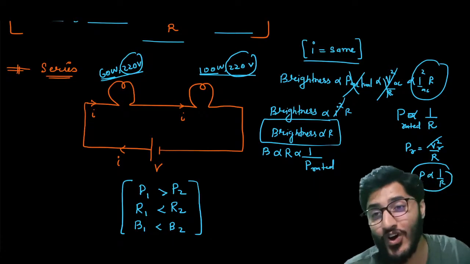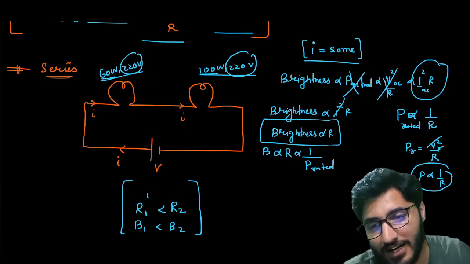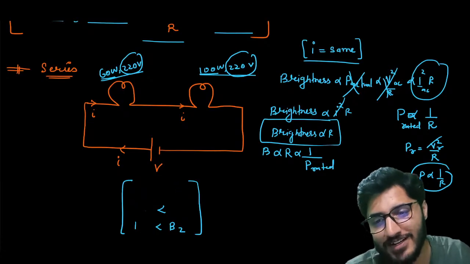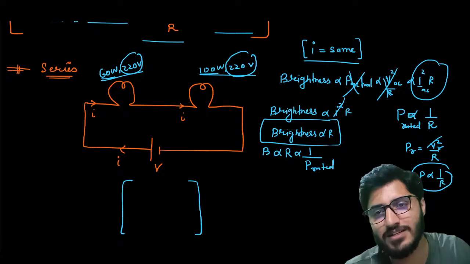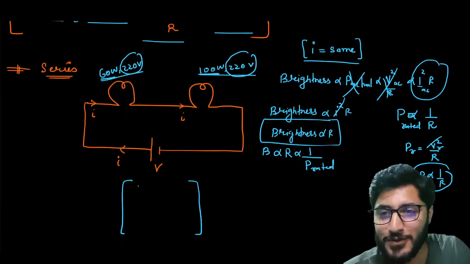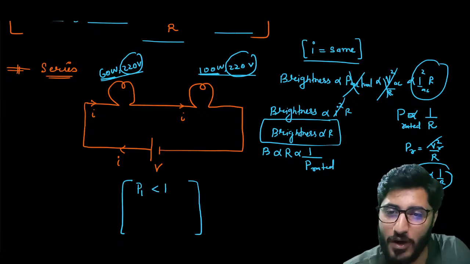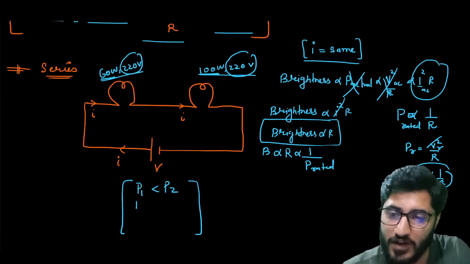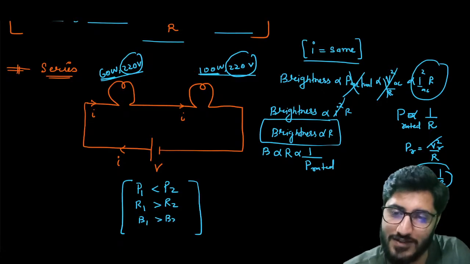No, it is not correct. Why, sir? Because I will tell you. Look, you can see now, the power of the first one is less than the power of the second one. That means the resistance of the first one is more than the resistance of the second one. So the brightness of the first one is more than the brightness of the second.